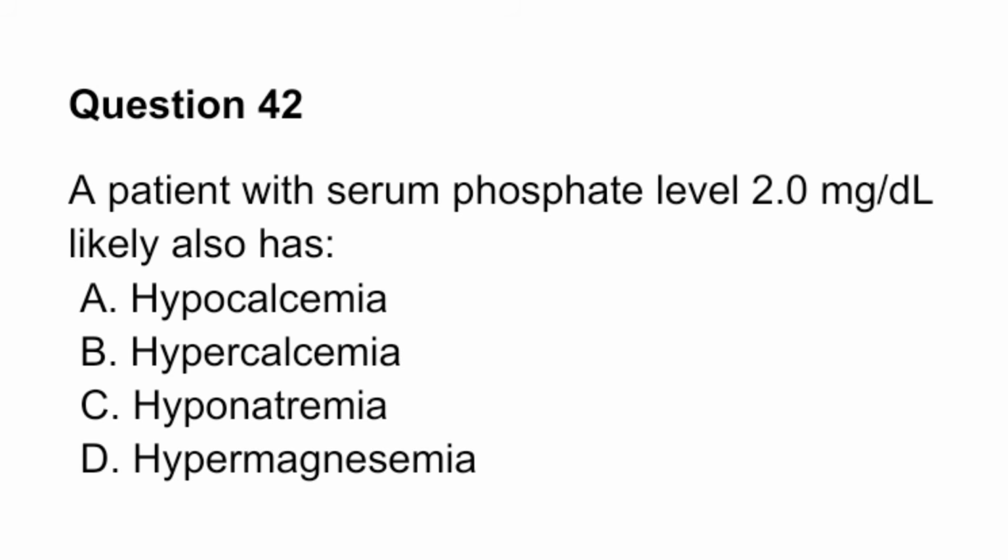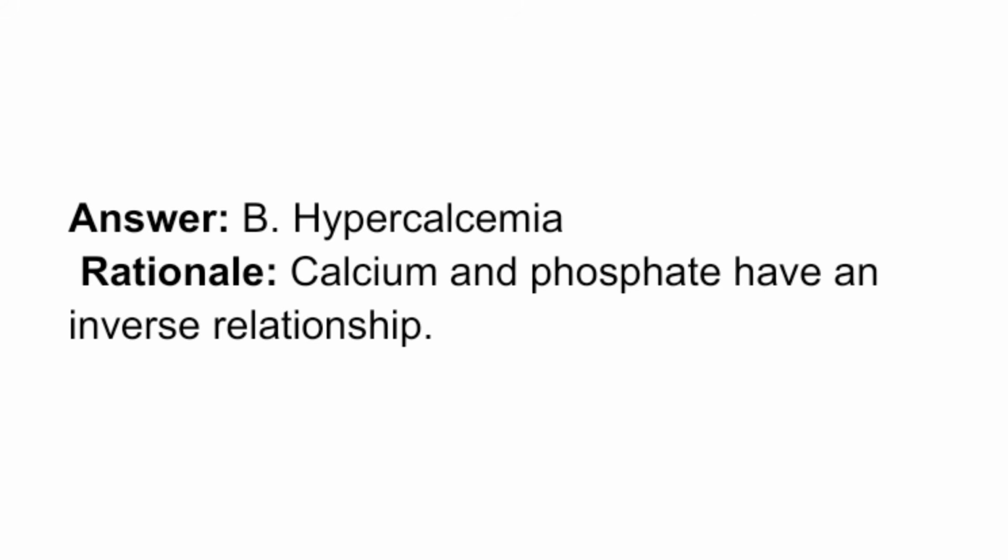Question 42. A patient with serum phosphate level 2.0 milligrams per deciliter likely also has A. Hypocalcemia. B. Hypercalcemia. C. Hyponatremia. D. Hypermagnesemia. The answer is B. Hypercalcemia. Rationale: calcium and phosphate have an inverse relationship.